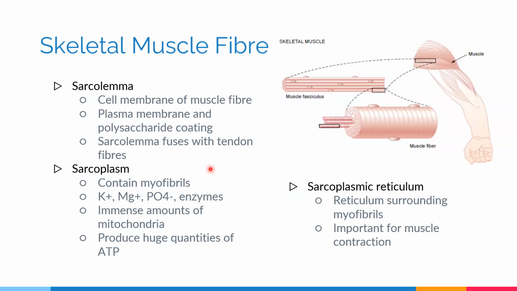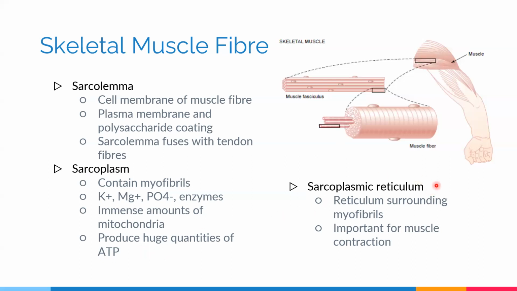There are also large amounts of potassium, magnesium, and phosphate ions, as well as other enzymes. There are also immense amounts of mitochondria present in the sarcoplasm itself, because the muscle fiber requires huge amounts of energy in order to proceed with the contraction process. And these immense amounts of mitochondria produce huge quantities of ATP, which is the energy currency of the cell and helps in the muscle contraction.